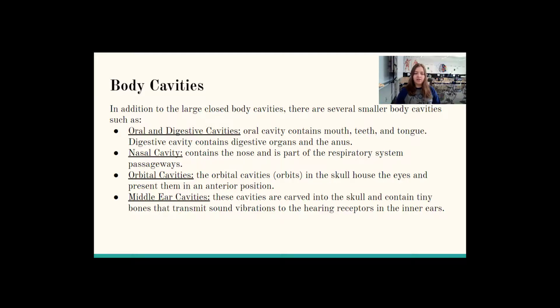Your nasal cavity contains the nose, and it's part of the respiratory system passageways. Your orbital cavities are where your eyeballs sit, and they're presented in an anterior or forward-facing position. And lastly are your middle ear cavities, and these cavities are carved into the skull and contain your body's smallest bones to transmit sound vibrations to hearing receptors in your inner ears, which is pretty dang incredible.